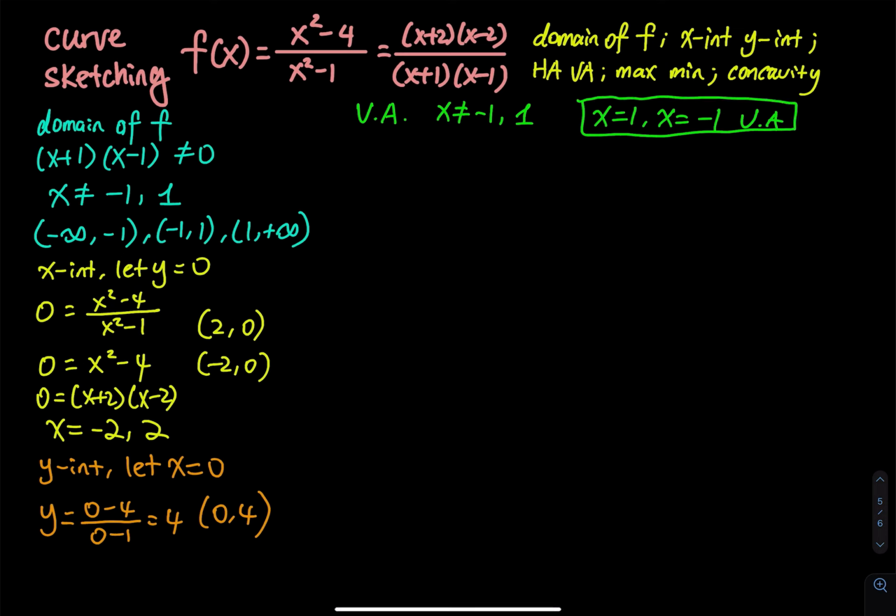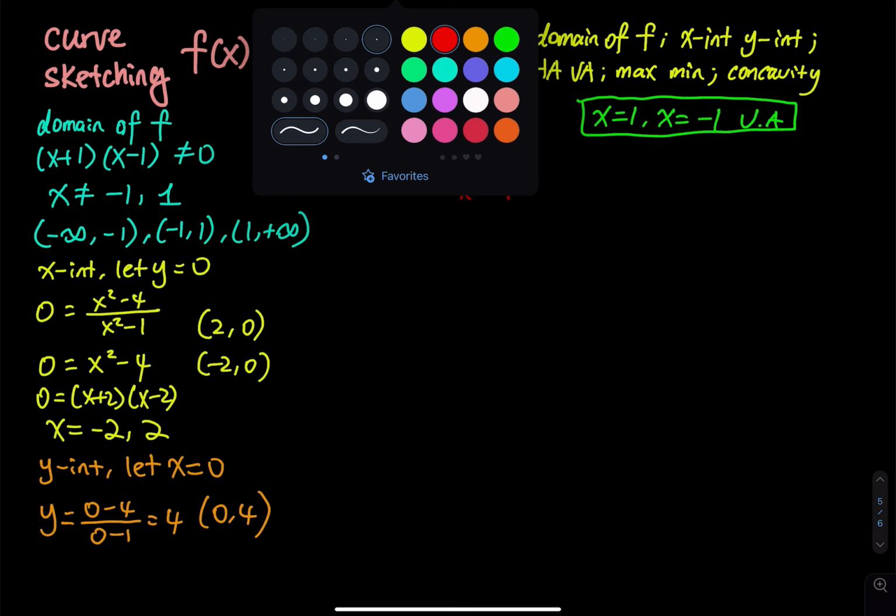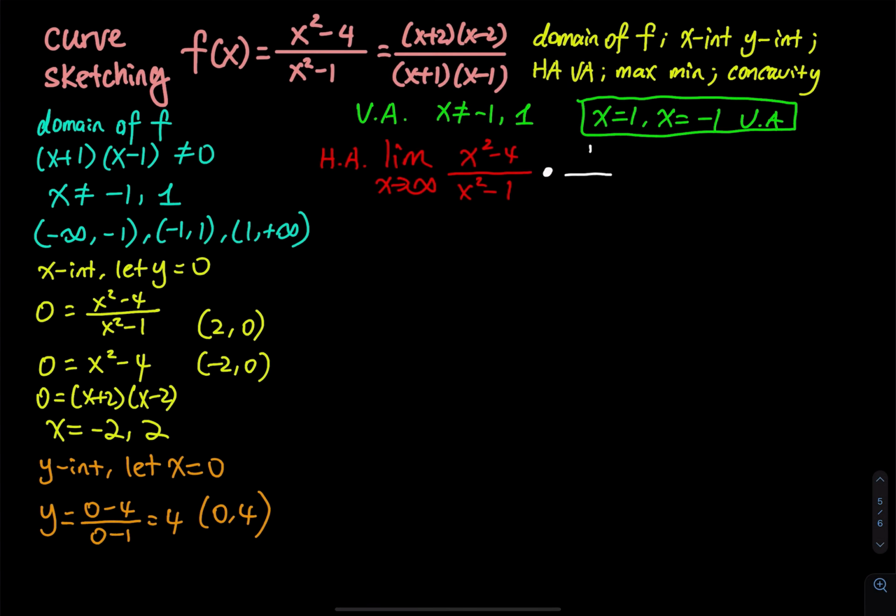And then how about horizontal asymptote? For horizontal asymptote, you have to use a limit. You have to set the limit and then let x go to positive infinity, because you have to look all the way to the right end and the left end of the function. So that's why x goes to infinity. And then you have x squared minus 4 divided by x squared minus 1. To solve this limit, you have to divide each term by x raised to the highest degree in the denominator. So you multiply by 1 divided by x squared over 1 divided by x squared.